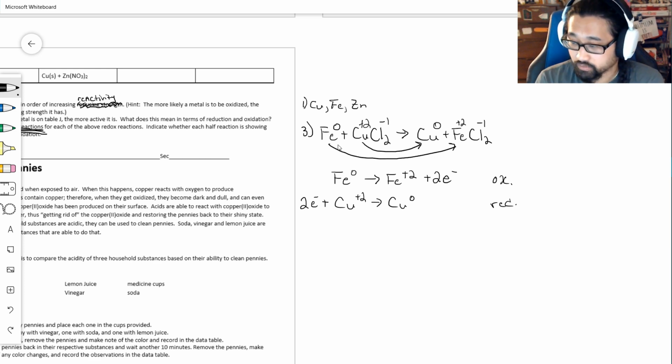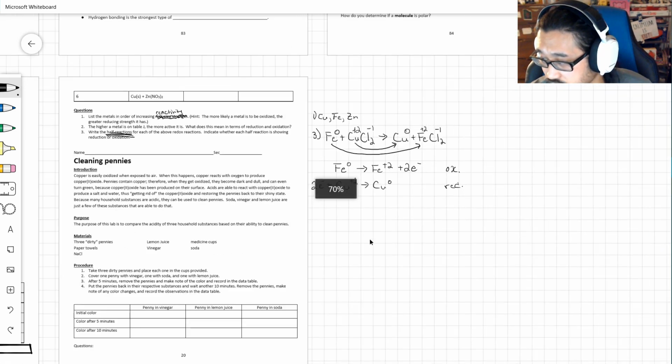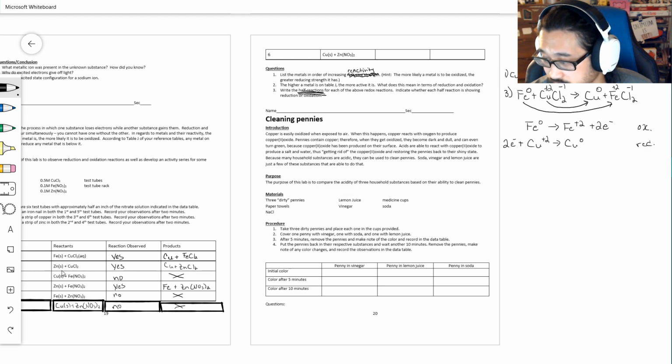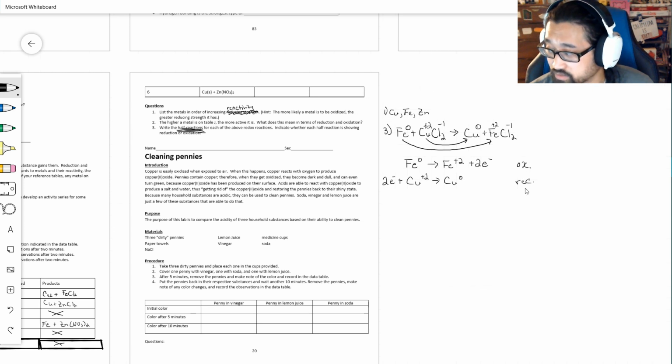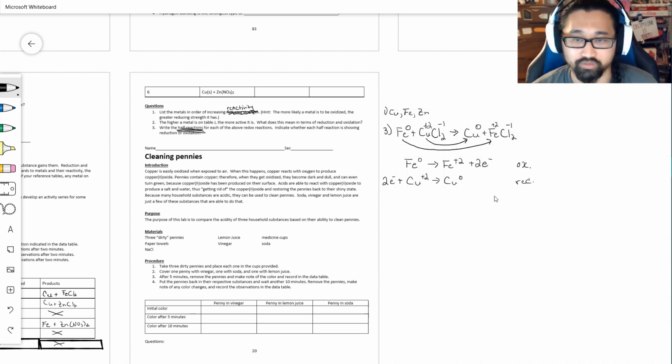All right. For number 3, you have 2 more reactions to do. We had 2 other single replacements. Here are the reactants for one, the products for that one. Here are the reactants for the second, the products for that one. You need to do the half reactions and just label them. One is oxidation, one is reduction. Oxidation is the one in which the charge goes up. Reduction is the one in which the charge goes down.